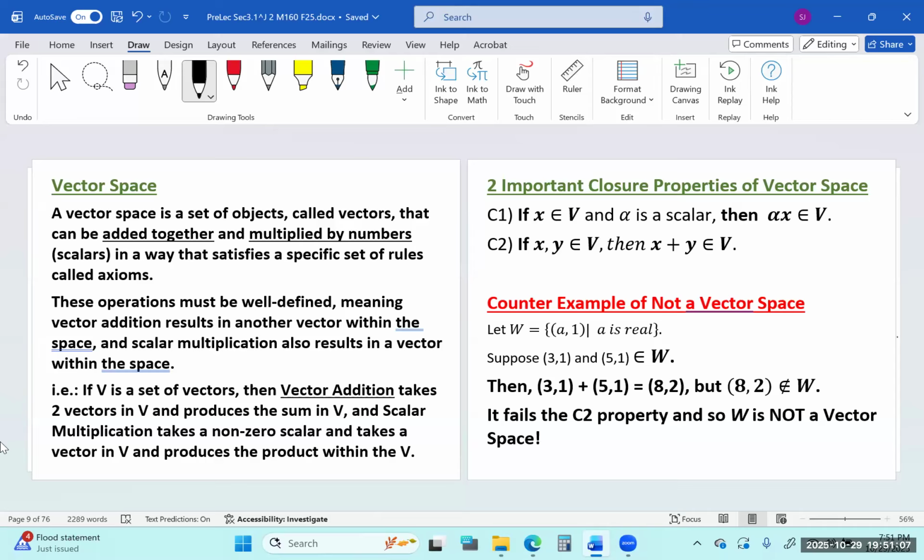So when you get a question like this, how do you know what the requirements are? You have to remember, if you take any two vectors from your vector space, or from your space, we always have a space.